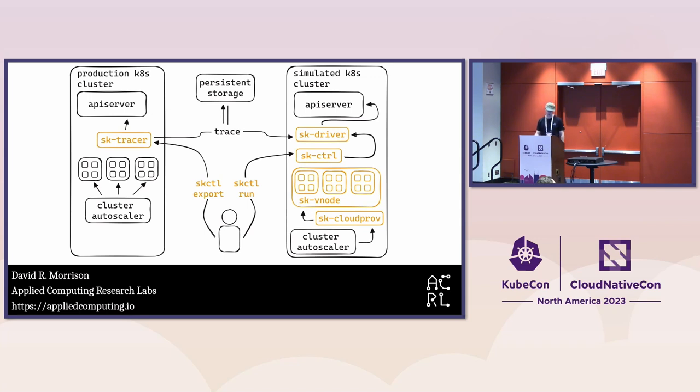This talks to some components on your simulated cluster. This cluster can be, for example, a kind cluster that's running on your laptop. It could be some other cluster that's maybe running in a dev environment. On your simulated cluster, we've got a few different things that are running. SK control is a standard Kubernetes controller. It's just watching for a simulation custom resource to get posted to the cluster. When it sees that custom resource, it's going to spin up a driver, and the driver's job is to download the trace of the simulation and replay it on your simulation cluster.